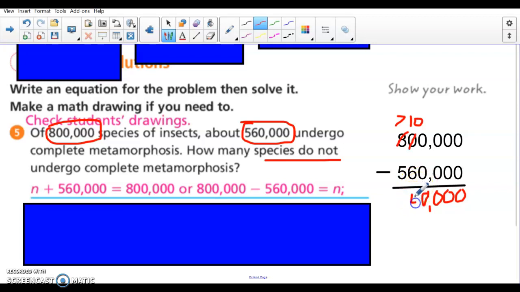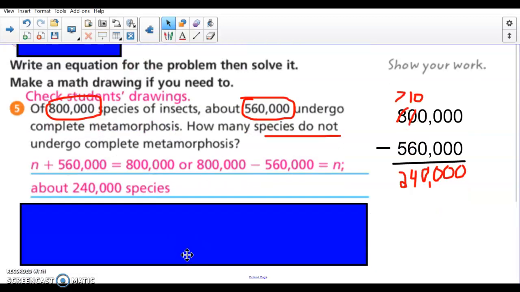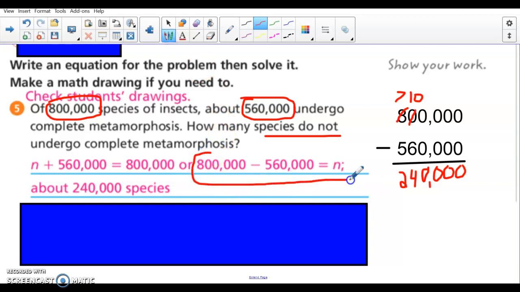Be careful, guys. Don't forget about our rules of subtraction. And then 7 minus 2. Or excuse me, 7 minus 5 is 2. And so your answer should look something like this, right? And really what I did here is I would probably have written it this way, because that's exactly how I solved it over here, but this way is also correct as well, all right? And my answer was about 240,000 species.